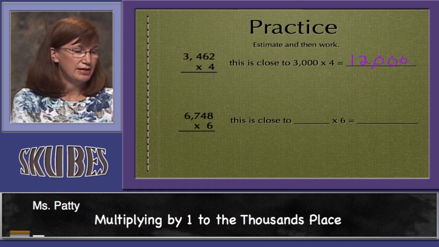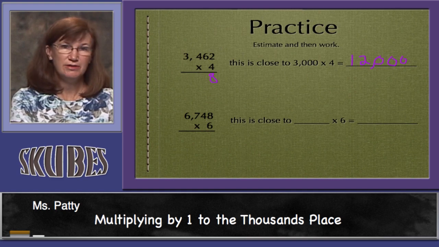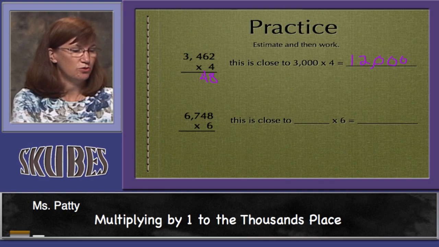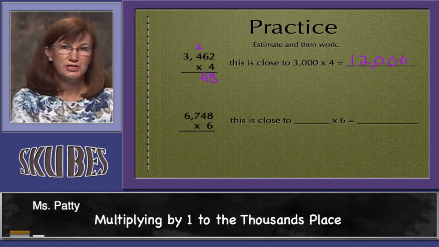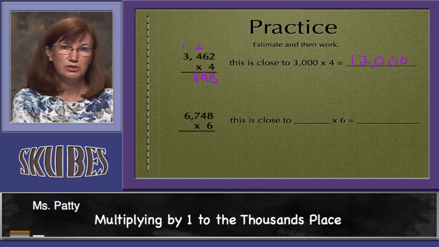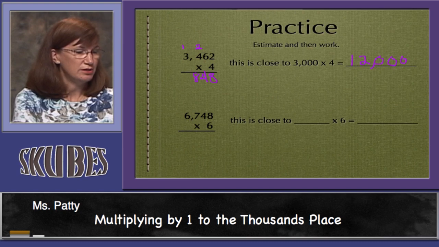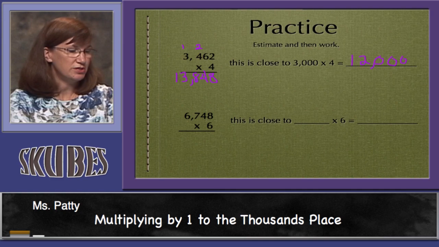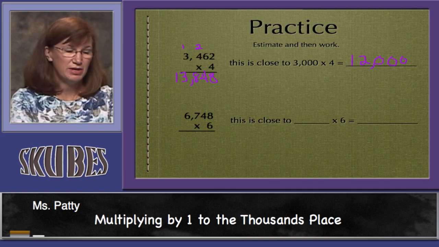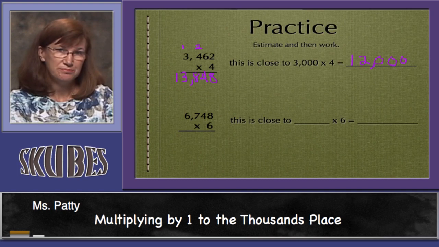4 times 2 is 8. There's nothing to carry. 4 times 6 is 24. Put your 4, carry your 2. 4 times 4 is 16, plus 2 is 18. Carry your 1. 4 times 3 is 12, plus 1 is 13. Put your comma in. Our answer is 13,848. That's pretty close to 12,000. The answer makes sense. One last one.